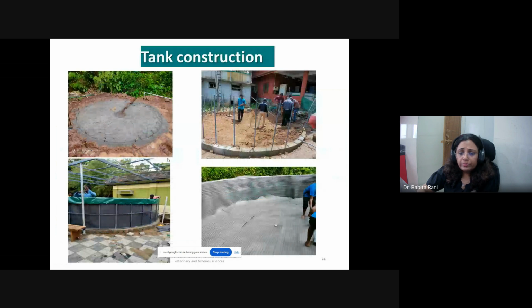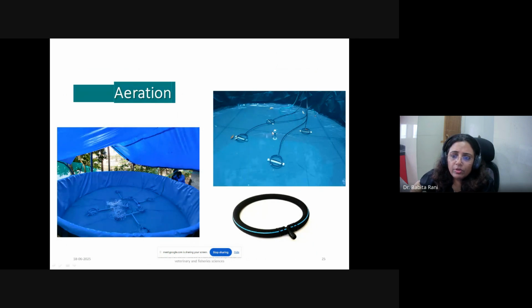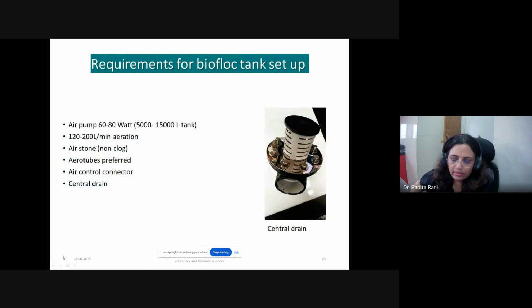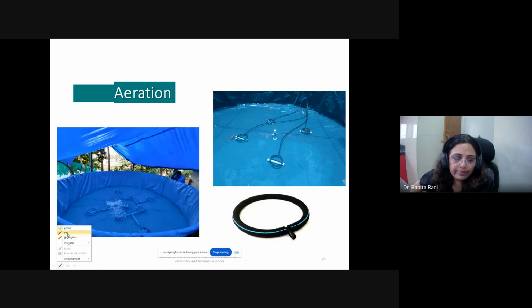So there will be a central drainage. We have to see this very carefully. This central drainage is very important because we have to drain the water anytime, and you can see here an outside outlet is also there. Through this outlet, the water will be drained out, not all the water, only the sludge. All the tanks will have a central drain, and we have to drain it in a proper way so that the fish or shrimp will not go out.